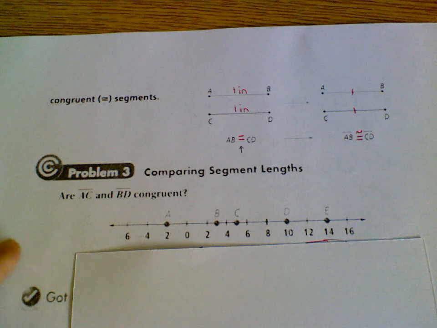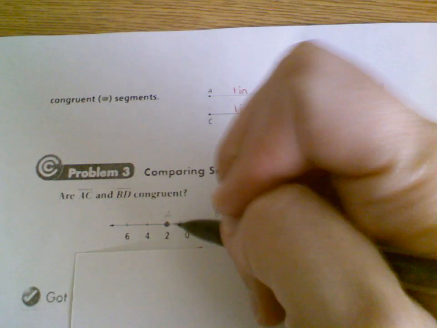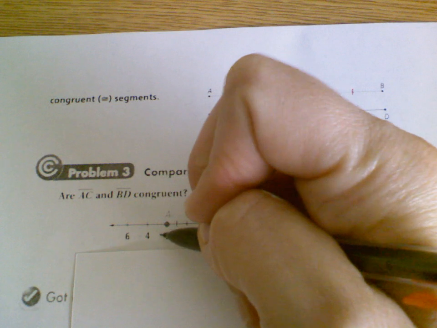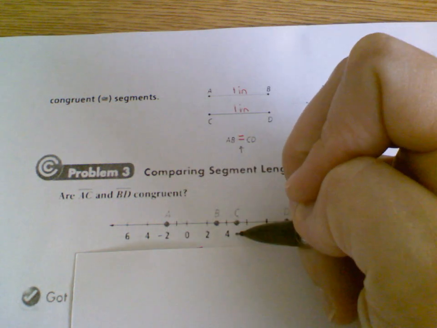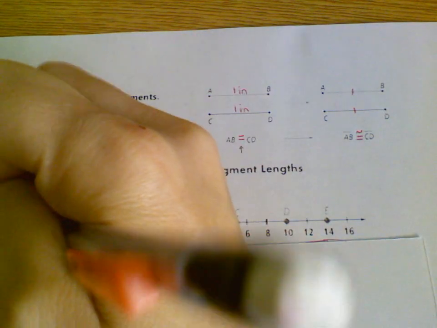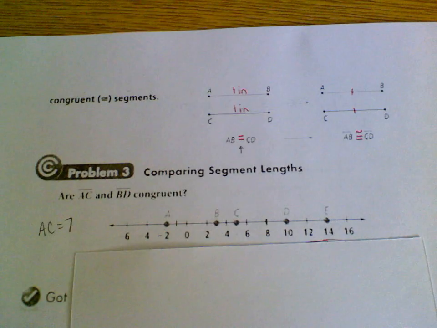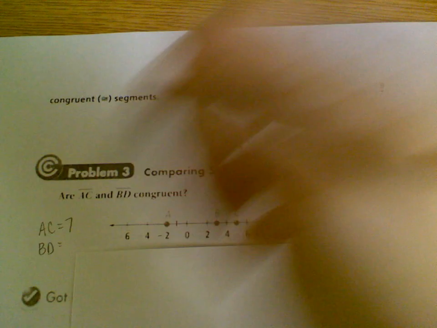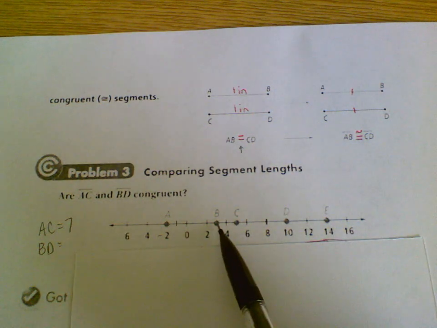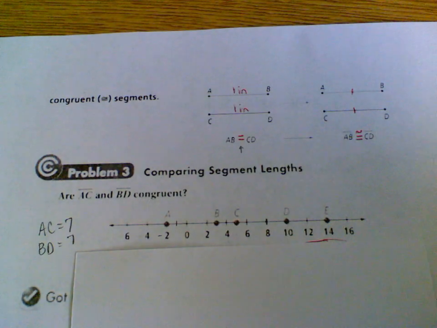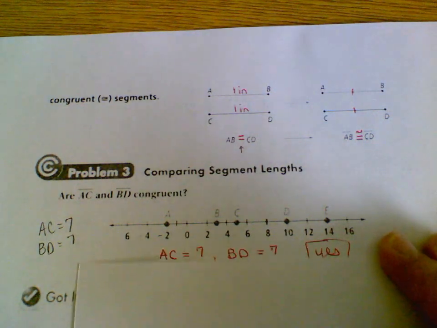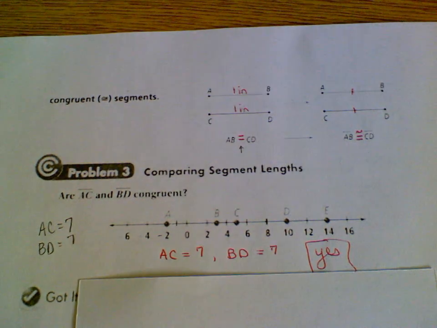Well, let's see. The length of AC is from -2 to 5, so AC is 7. And then it's asking me what's BD. Well, BD is from 3 to 10, which is also 7. In order for them to be congruent, they are equal, and they are, so my answer is yes. Pause the video and try the got it question.